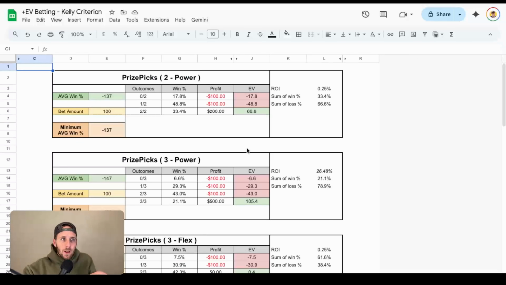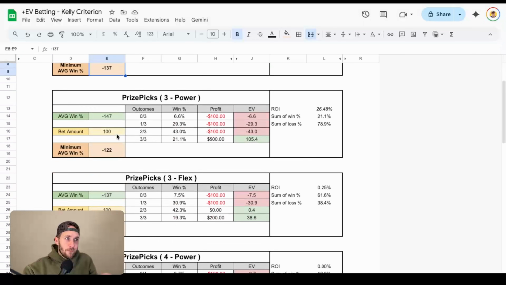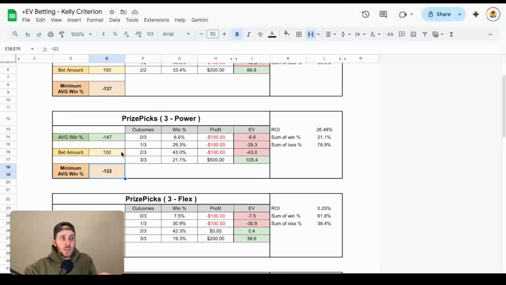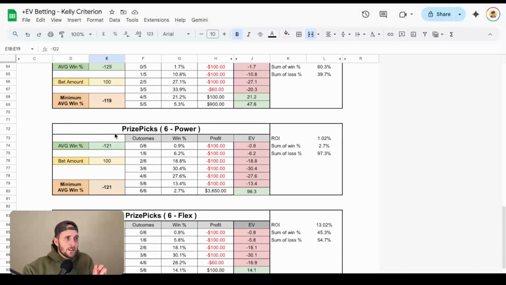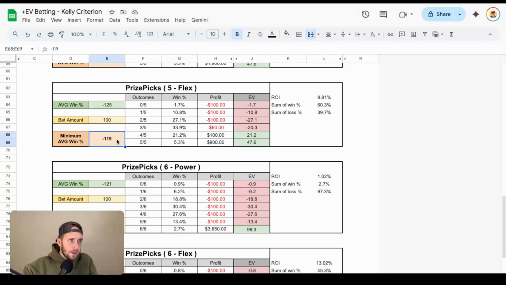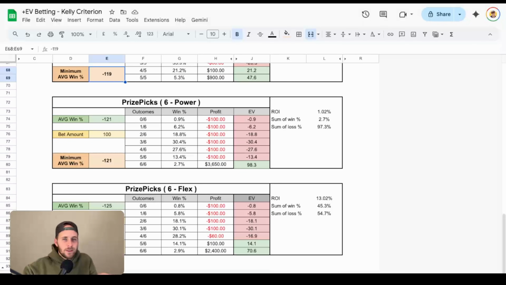But if we go look at the other slip types, all of the slip types that we can be making on PrizePicks, these numbers actually vary. So for a 2-pick power, it's minus 137. 3-pick power is minus 122. That's a 15-cent difference, but this needs to be the average. So if you're taking this play at plus 100, you are already so far behind. Now, the 119 is based off of the most profitable slip types, which is 5-pick flexes and 6-pick flexes, which both have a break-even percentage of that minus 119.